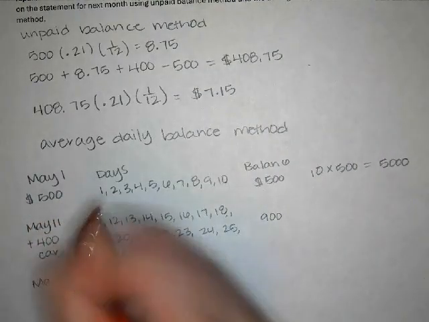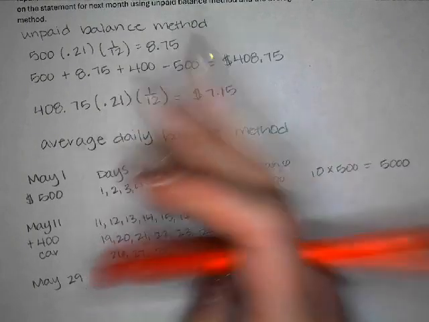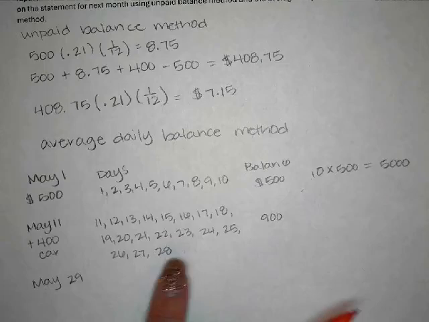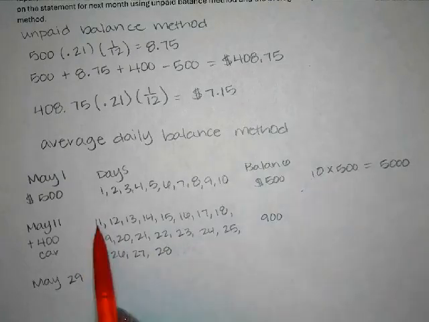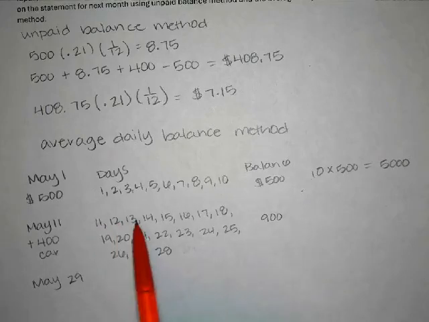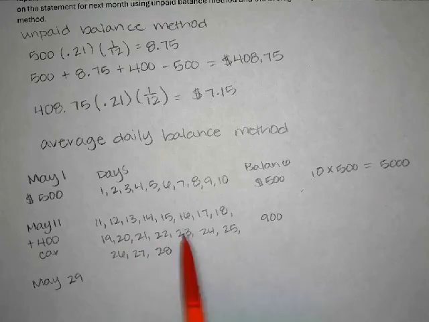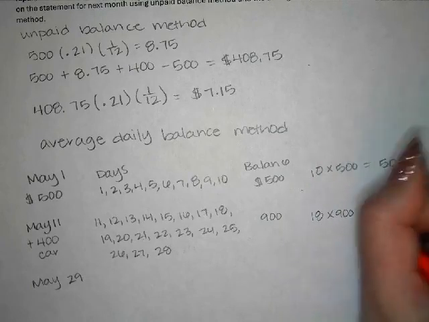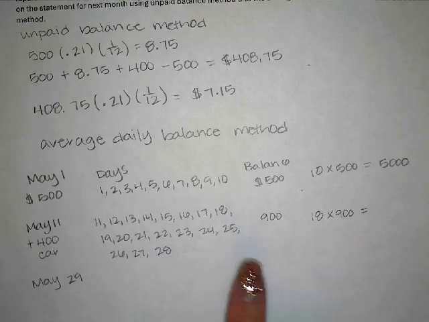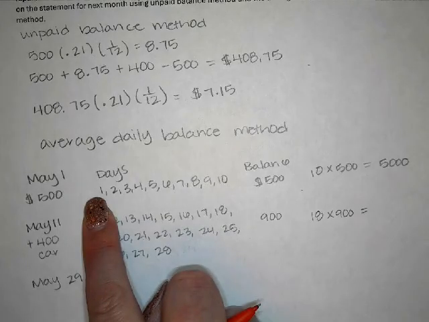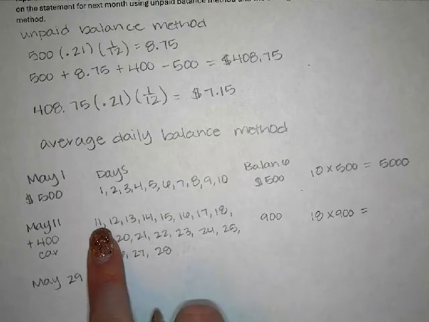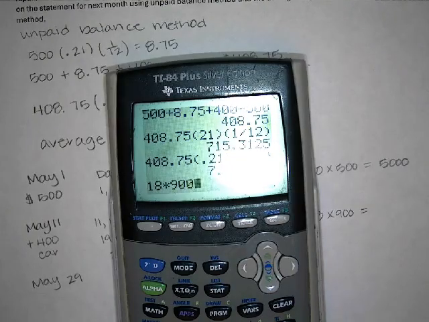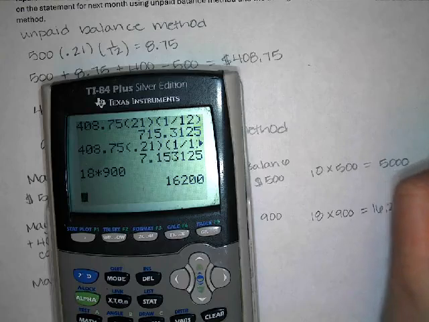So a lot of people would look at this and say from the 11th to the 28th, that is 17 days. They would subtract those. 28 minus 11 is 17. But if you actually count these, it's not 17 days. It's 18 days. So we have 18 days at $900. So when you subtract these numbers, it's always one more than you think it is. 10 minus 1, you'd think it's 9 days, but we know it's actually 10 days. 28 minus 11, you think it's 17, it's actually 18 days. Okay, so 18 times 900 is 16,200.